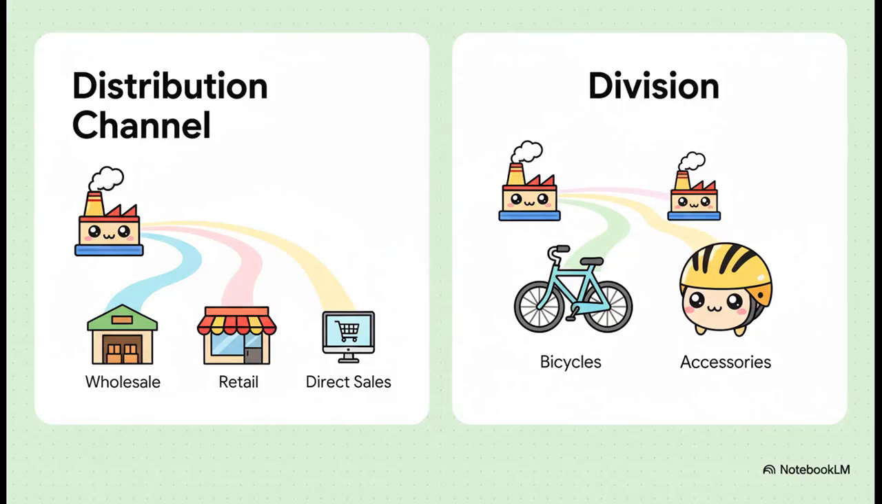Okay, next up, we've got two more key pieces of this puzzle, the distribution channel versus the division. And it's actually pretty straightforward. The distribution channel is all about how products get to the customer. Are we selling wholesale to big distributors, in retail stores, or maybe directly to people online? That's the how. The division, on the other hand, is about what we're selling. It's just a way to group similar products together, like, say, bicycles in one group and accessories in another.